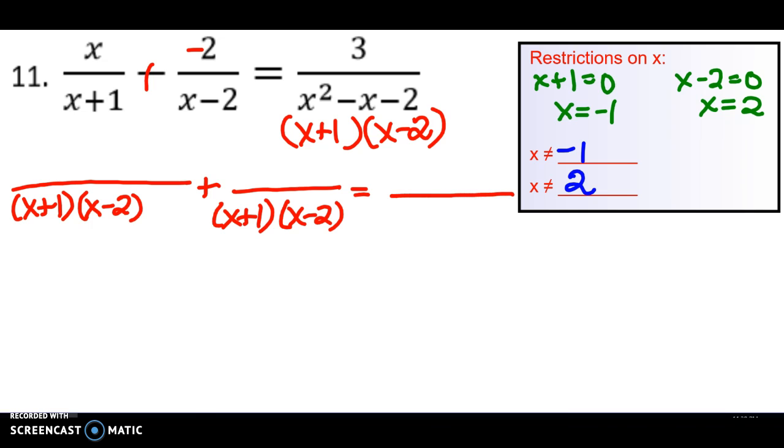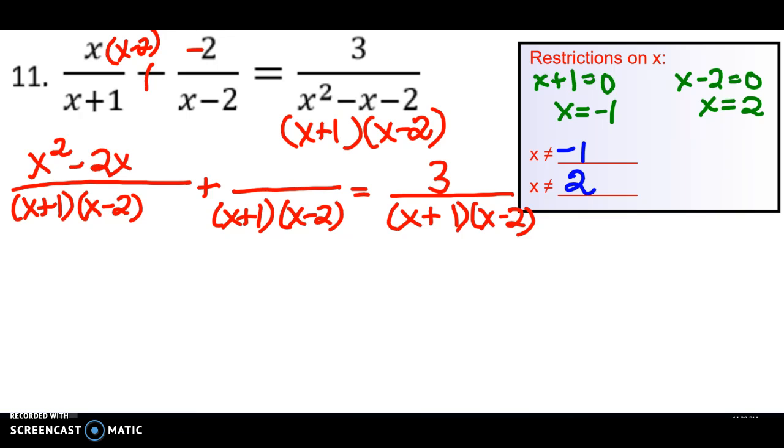And just like on the last problem, that third fraction is already set up great for us, so we can just copy down that 3. All right, our first fraction here at the beginning has the x plus 1 in the denominator, so it's missing the x minus 2. So we're going to have to multiply our numerator by x minus 2, which when we distribute, we get x squared minus 2x.